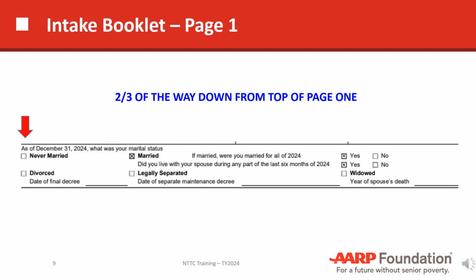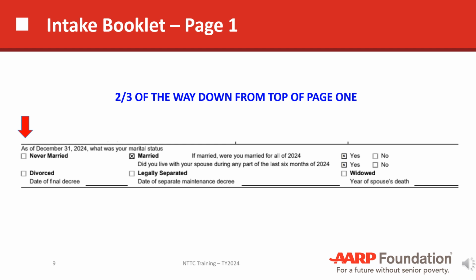On this slide, we can see the part of the intake booklet actually on the first page, page 1, about 2/3 of the way down. You'll see a section: as of December 31st, 2024, was your marital status, and you have several choices there. So they're going to check off either never married, divorced, married, legally separated, and there's also a question, if married, were you married for all of 2024? And the answer is either yes or no there.